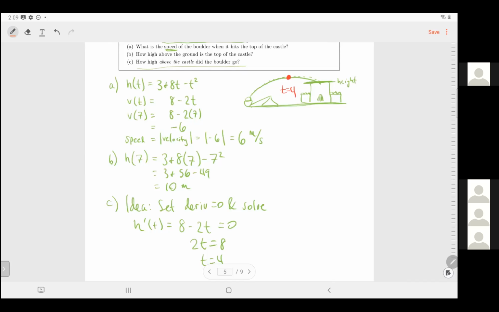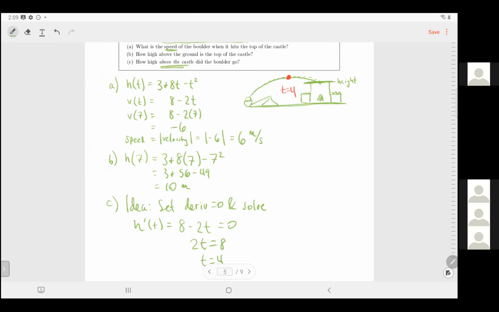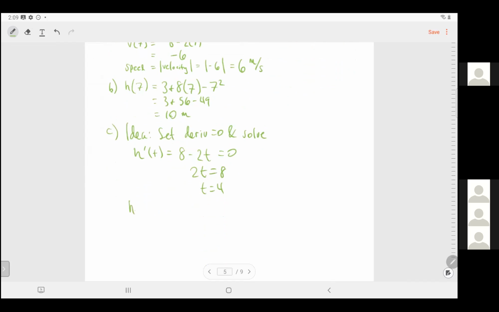But that's not the answer to part C. How would I get my answer? You would plug it back into the original equation. Cool. I'd plug it back into the original equation, and I'd make sure to note this thing in italics. We're asking how high above the castle. So we're asking for the difference in these two heights. So I'll say height above castle.